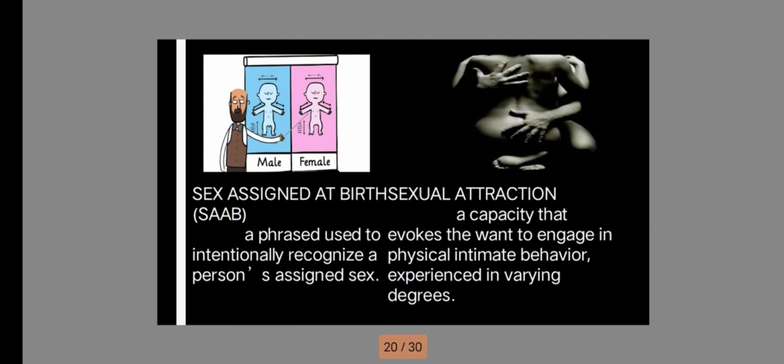So, sexual attraction is the capacity that evokes the want to engage in physical intimate behavior experienced in varying degrees. What are those intimate behaviors? Okay? Those physical intimate behaviors include kissing, touching, and ultimately intercourse. So, it's often experienced with varying degrees, from little to none to intense.